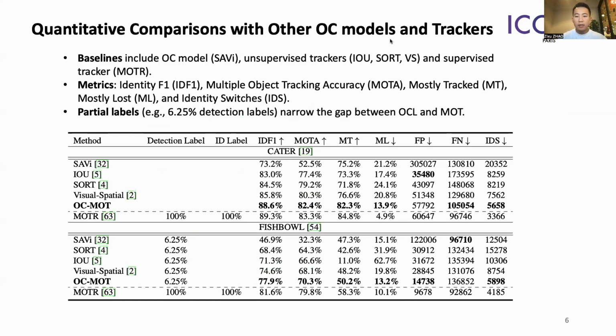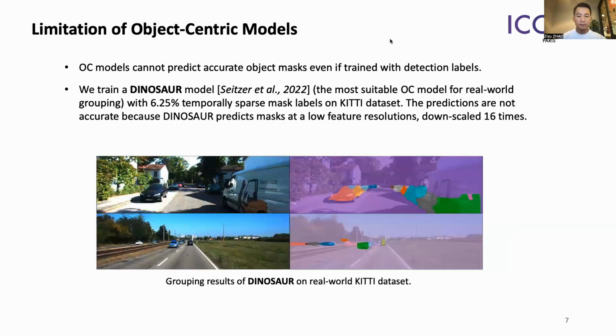For evaluation, we compare our method with other baselines, including one OC model, 3 unsupervised trackers, and 1 supervised tracker, MOTR. We can see from the table, OCMOT substantially outperformed the video OC model and other unsupervised trackers. It is also competitive with MOTR trained on expensive object-level annotations. For evaluation on the Fishbowl dataset, we found that only adding partial detection labels can greatly improve the detection performance of the OC model that is necessary for the tracking purpose.